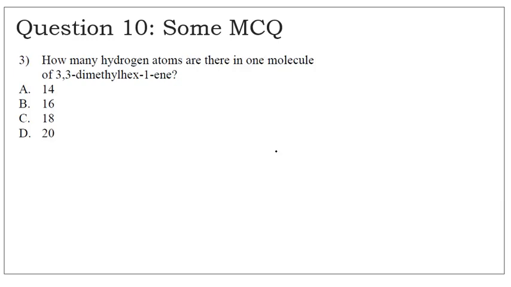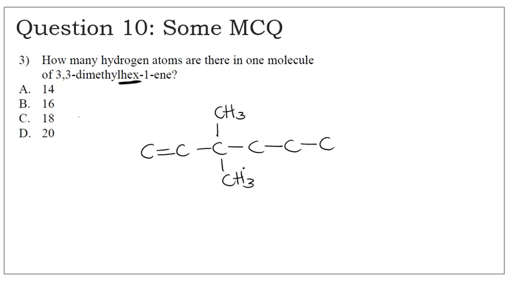Question 3. How many hydrogen atoms are there in one molecule of 3,3-dimethylhexane? It's really just the easiest to draw the whole thing out and then count. So hex, 1, 2, 3, 4, 5, 6. There is a CH3 here and a CH3 here because 3,3-dimethyl. And then you just need to finish with hydrogen.